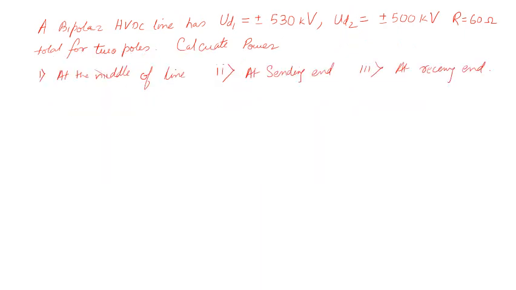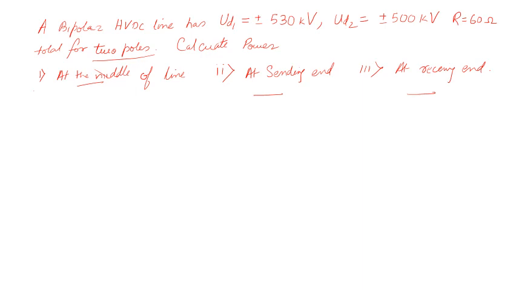This question: a bipolar HVDC line has UD1 equal to plus minus 530 kV, UD2 plus minus 500 kV, R equal to 60 ohm, total of two poles. I'll explain this term also, what two poles means. Calculate the power at the middle of the line, at the sending end and at the receiving end. So you do it by yourself. I have already derived the formula for the middle of the line, sending end and receiving end. Calculate the answer and comment it on the Google Classroom.